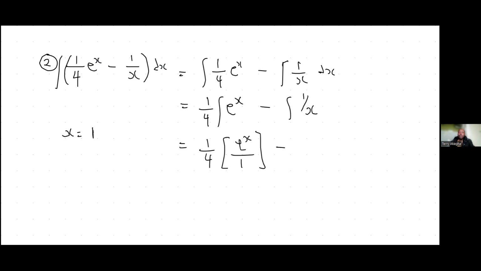We talked about this already. When you integrate 1 over x, it's going to give us ln x. Then you also add c. So this is going to give us 1 over 4 exponential x minus ln x plus c.